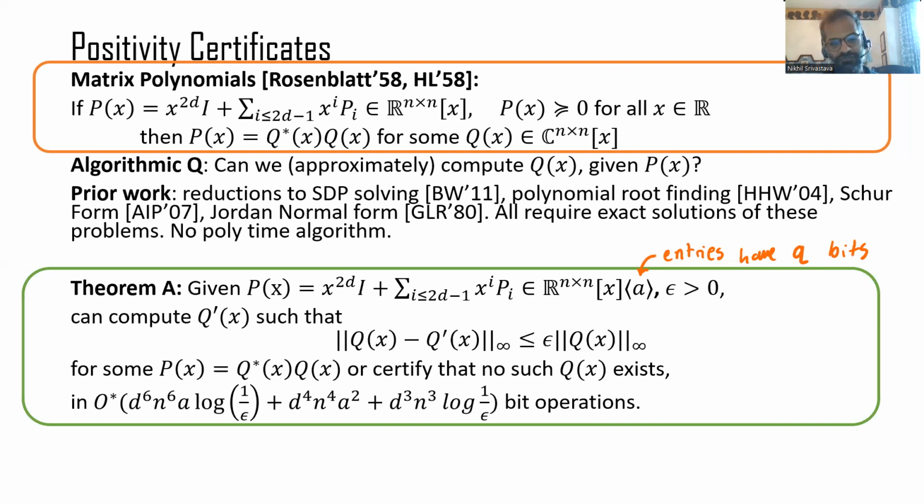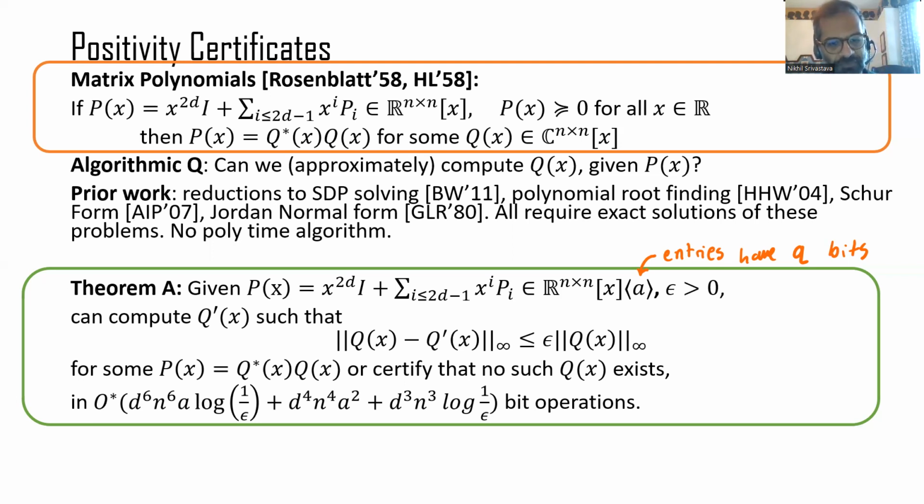And so the first theorem of this work, called Theorem A, is a polynomial time algorithm for this problem. So the theorem says there's an algorithm which does the following. Given a matrix polynomial P(x) with dimension n by n and degree 2d, and real coefficients that are actually now integer with a bits. I'm going to use this notation, bracket parentheses a, to denote that every entry of every coefficient of this matrix polynomial P(x) is an integer with a bits. So suppose I'm given an a-bit integer matrix polynomial.